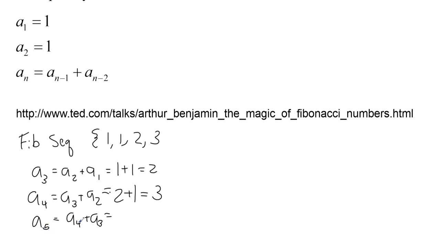So A sub 5 is going to be A sub 4 plus A sub 3, and A sub 4 was 3. We found that one. And A sub 3 was 2. So 3 plus 2 gives me 5. And so I don't need to do a whole lot more work. 3 and 5, the next one would be 8. 5 and 8, the next one would be 13. 8 and 13, the next one would be 21, and so forth and so on. You can continue that on.